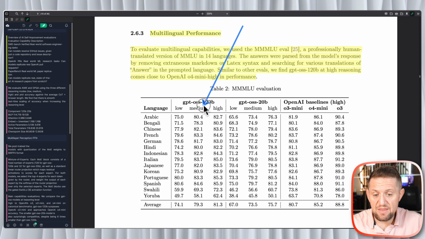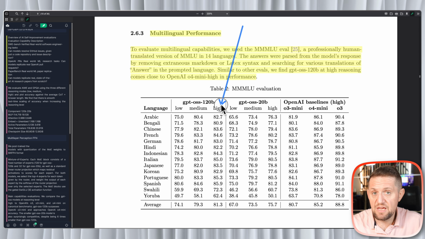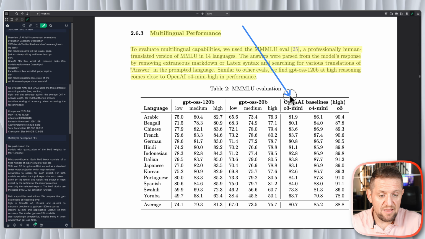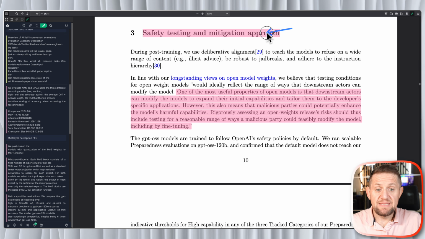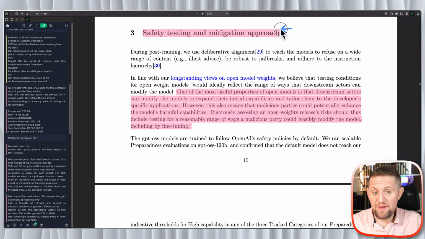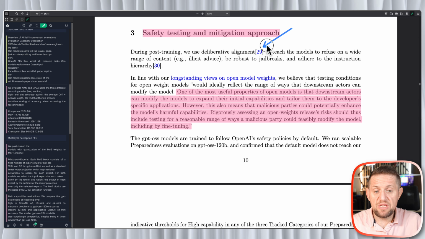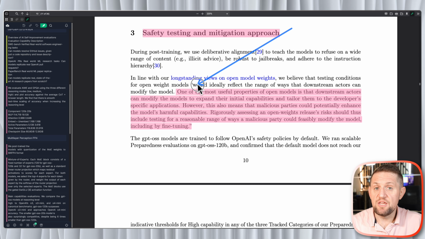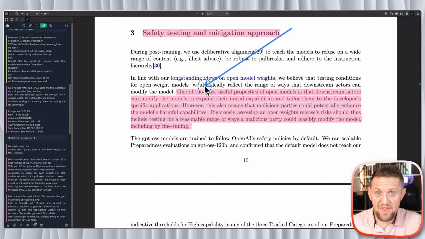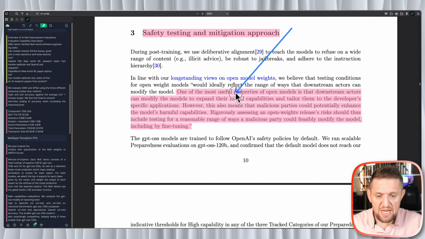Again, you can see the low, medium, and high effort when it comes to reasoning, and they're comparing all of that against O3 Mini, O4 Mini, and O3. Now, if you're interested in the topic of AI safety, I recommend that you read the safety part of the system card, and it's good to get some insight into what OpenAI thinks about when it comes to safety.